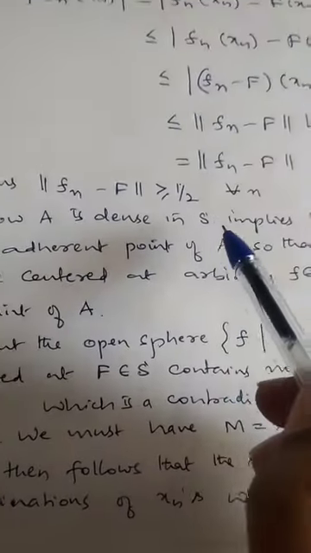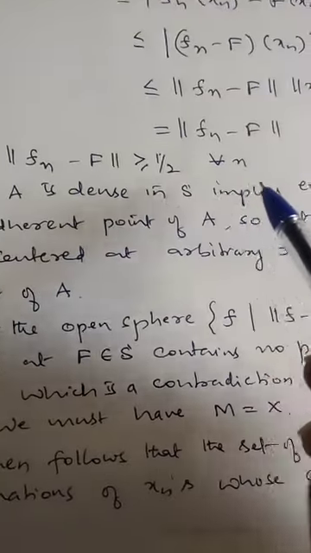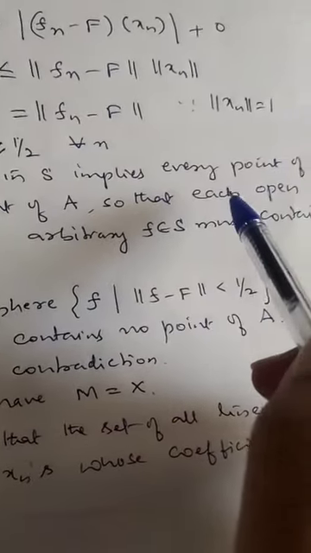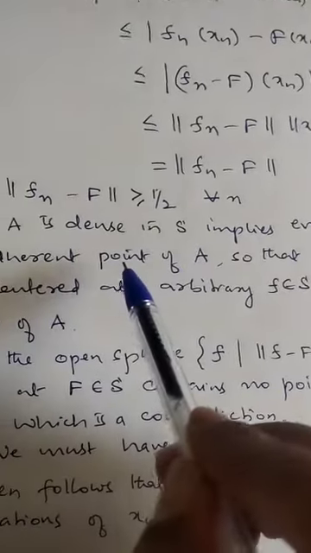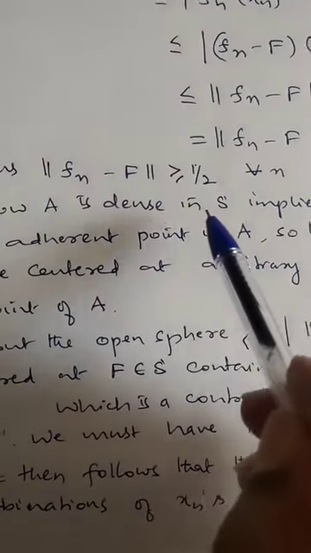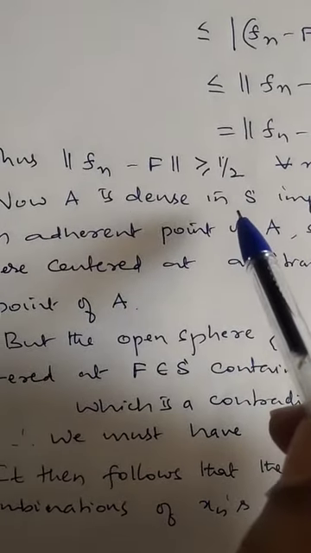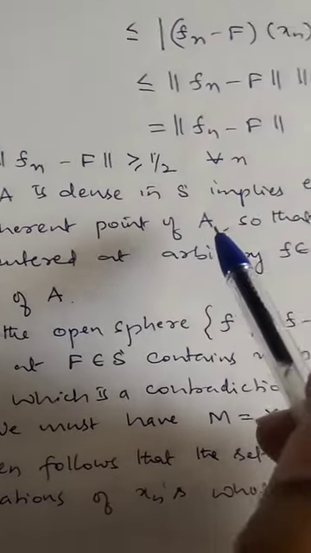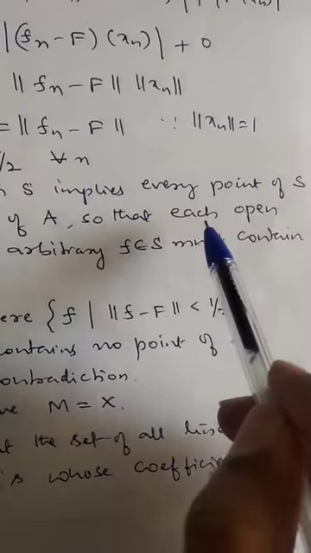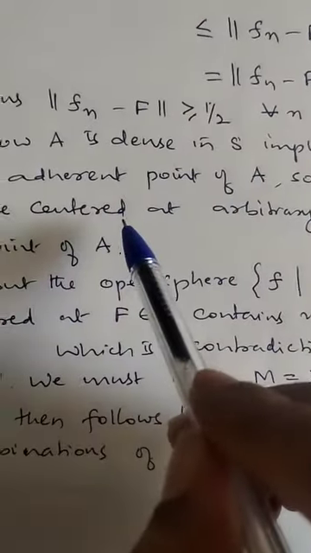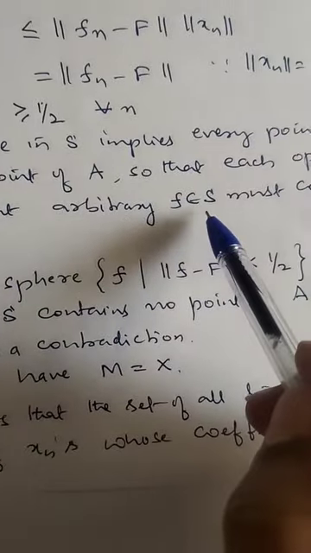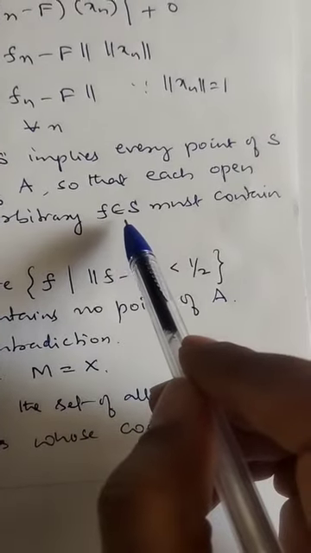Now by definition, we have taken A to be a dense set in S. A is a dense set in S means every point of S is an adherent point of A. If A is dense, the distance between a point of A and a point of S is very small. So each open sphere centered at an arbitrary function f belonging to S definitely contains a point of A.